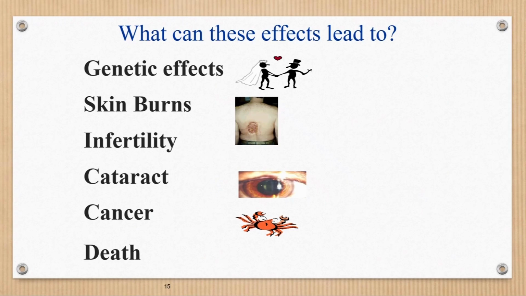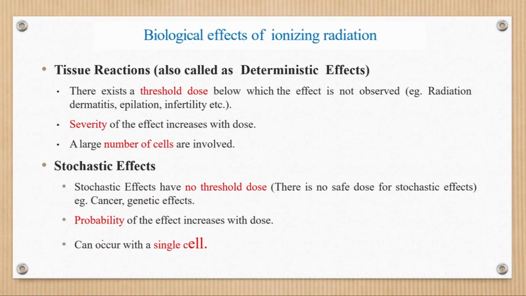What can these effects lead to? These effects lead to genetic effects which carry from generation to generation: skin burns, infertility, cataract, cancer, and ultimately death. So biological effects, also called tissue reactions, are divided into two types: deterministic effect and stochastic effect.